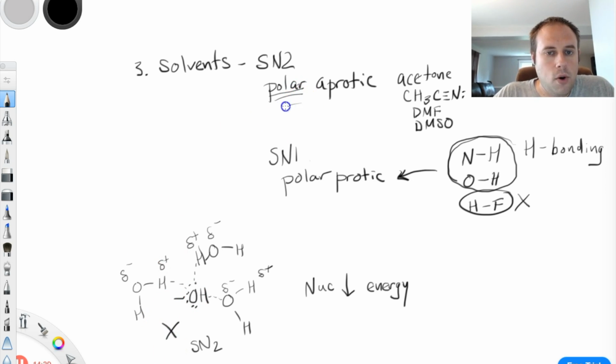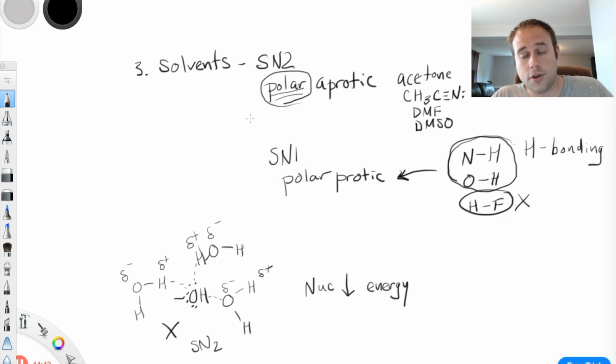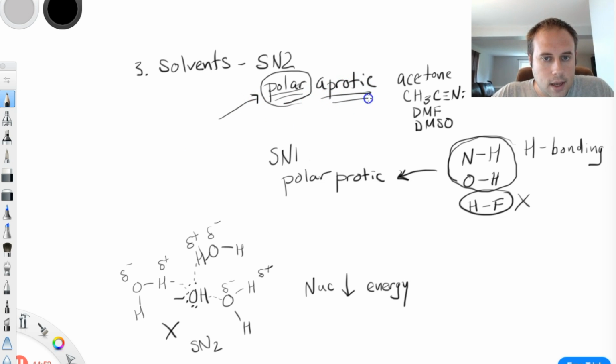So we do need polar solvents because we need nucleophiles, especially negatively charged nucleophiles, and alkyl halides tend to have some polarity to them. So like dissolves like, we do need polar, but we want aprotic solvents, right? So we do not want the ability for hydrogen bonding in SN2 because what's going to happen is the nucleophile's energy is going to get squashed.